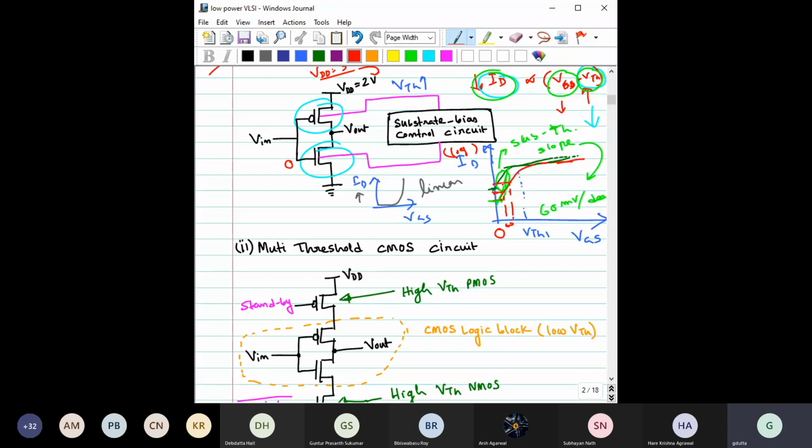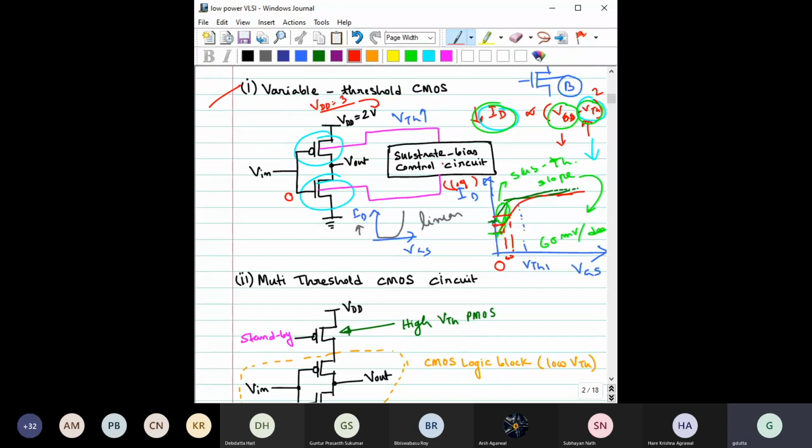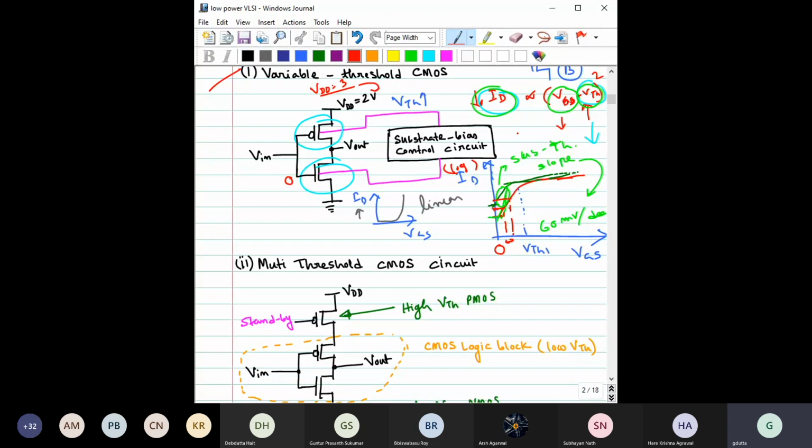So we have an option, which is substrate bias controlled threshold voltage. With it, we are reducing the threshold voltage while the transistors are conducting to make ID higher, and we are increasing the threshold voltage when the transistors are off, to prevent the subthreshold leakage or power dissipation. That way you can reduce the power. This is what this technique is all about.